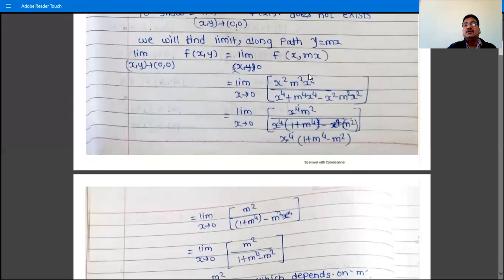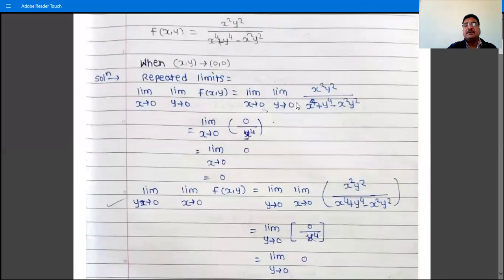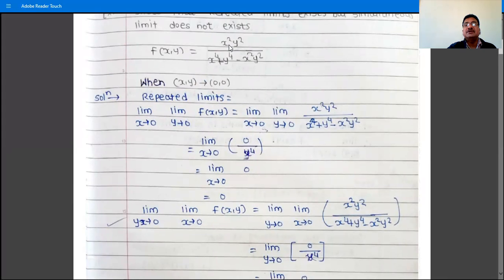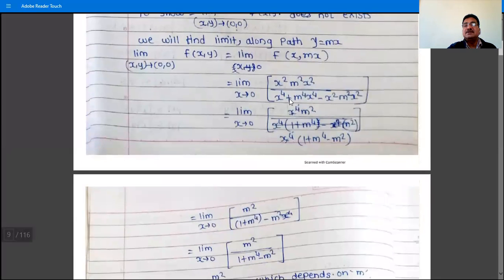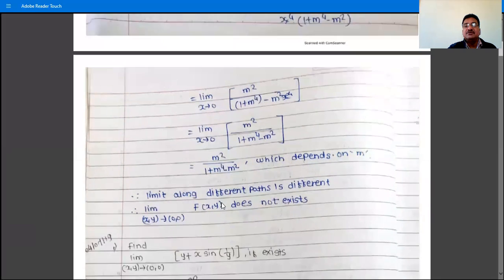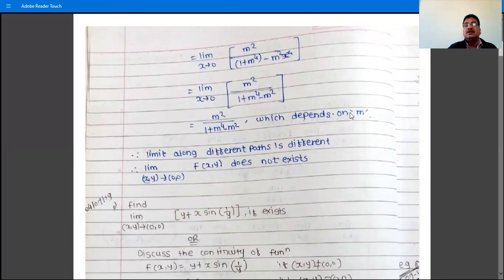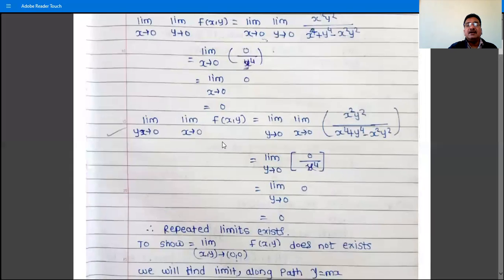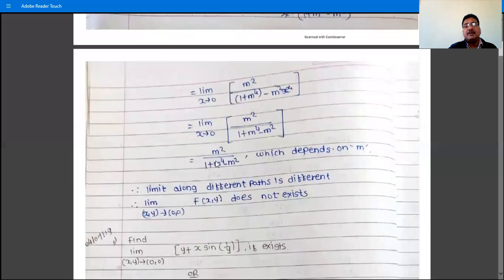Then as x tends to 0, f(x, mx). So this is f(x,y), and f(x, mx) is obtained by substituting y is equal to mx. We have this, and then in the calculation take x raised to 4 as common. So we have this in the bracket, and the limit of this quantity is m square by 1 plus m raised to 4 minus m square, which depends on m. Therefore the limit along different paths is different, and therefore the simultaneous limit does not exist. The repeated limits exist and are equal, but the simultaneous limit does not exist.